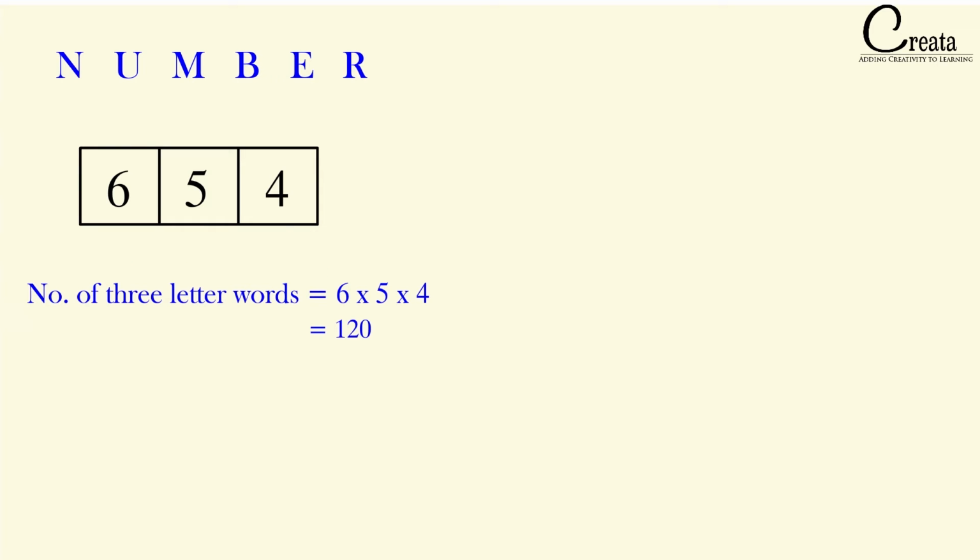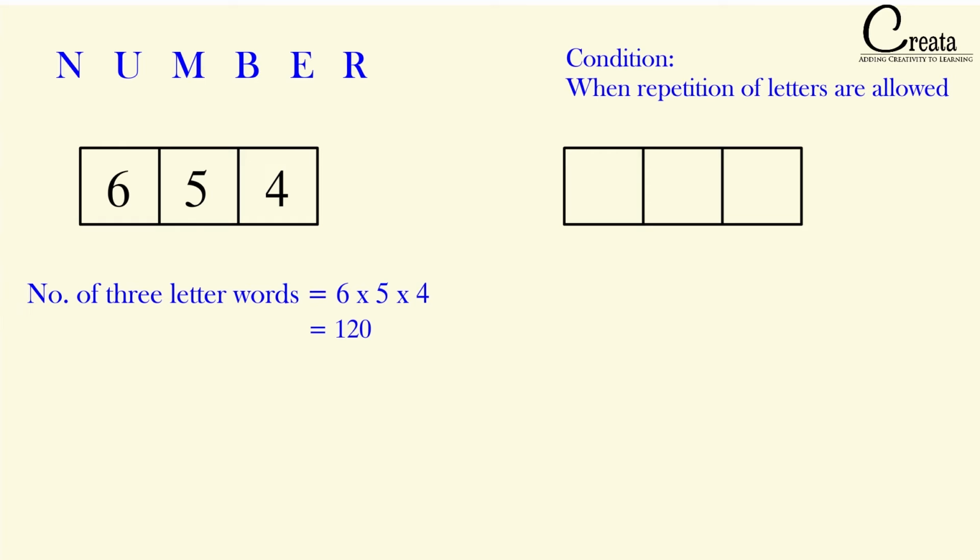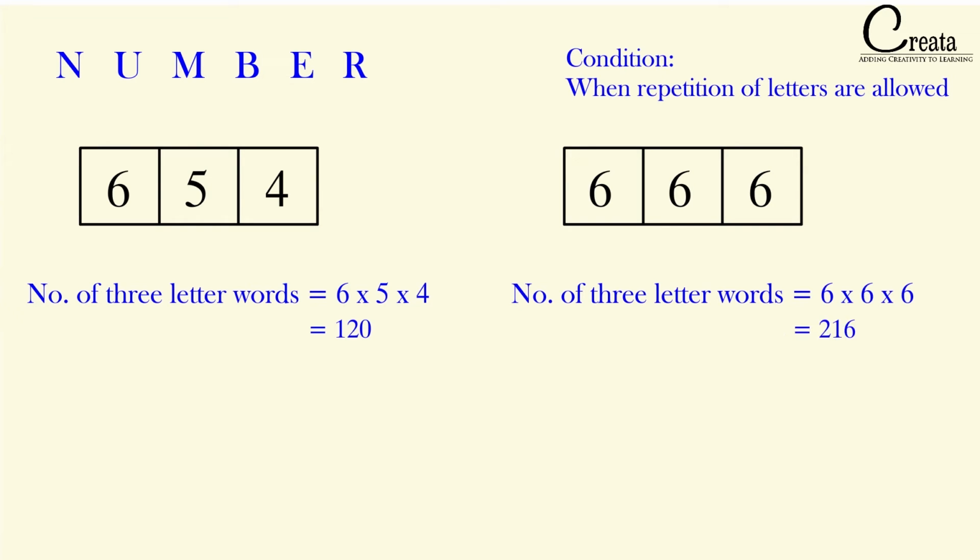So let's move further. Now if we slightly twist this question, that is, the repetition of the letters is allowed. Okay, it means that we can repeat the letters. Suppose we have used N in the first place, then we can again use N in the second and the third place. That is, NNN can be a word. So in the first vacant place we can use any of the 6 letters. In the second vacant place we can again use any of the 6 letters. Why? Because the repetition is allowed. Further, in the third vacant place we can again use any of the 6 letters. So the different arrangements that we can form is 6 into 6 into 6, that is 216.